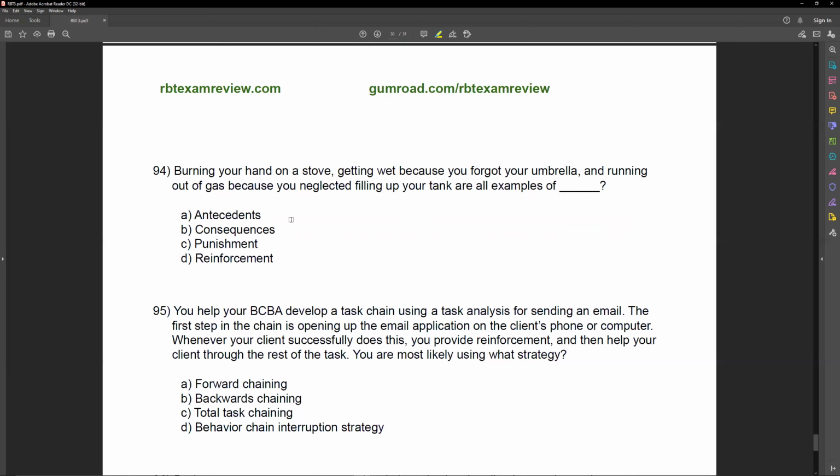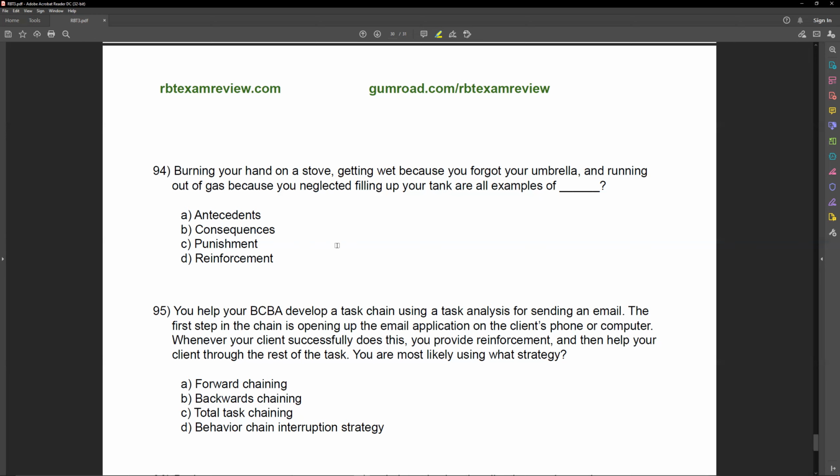Well, they're not antecedents, right? Because all of these things come after a behavior, right? They're a result of a behavior. Antecedents come before that behavior, okay? So it can't be antecedents. So now we have consequences, punishment, and reinforcement. Well, think about it, okay? What did we just say about punishment and reinforcement? We need to know what happens to the behavior for it to qualify as punishment or reinforcement.